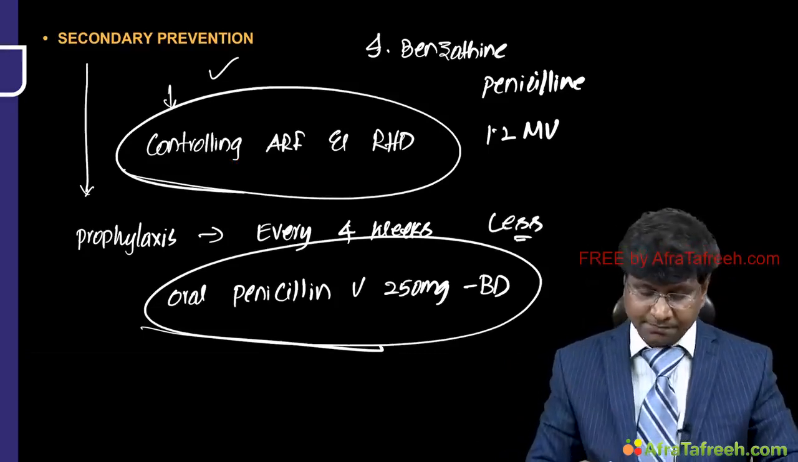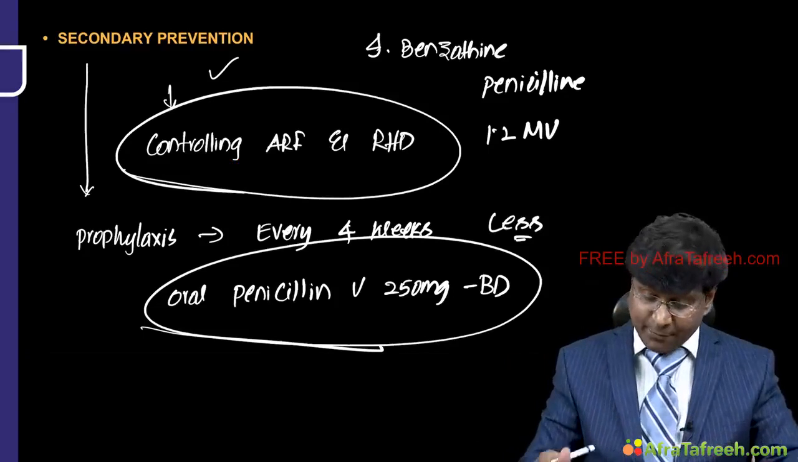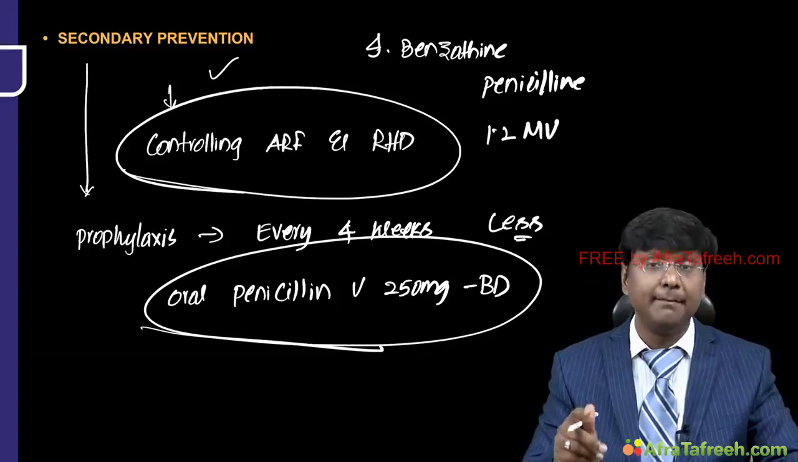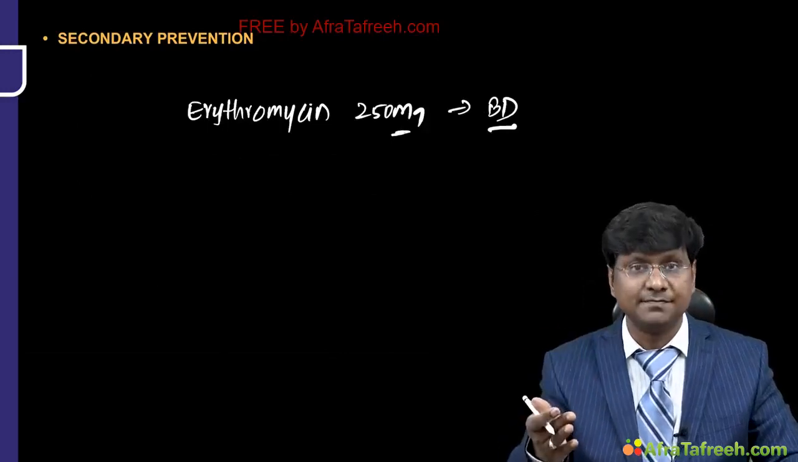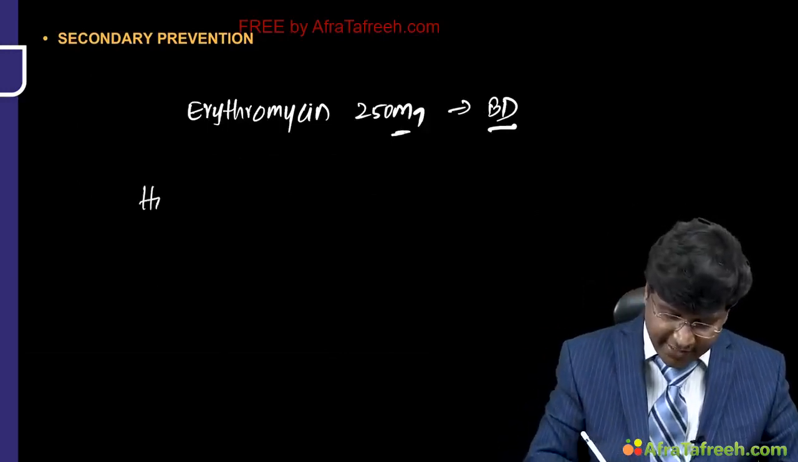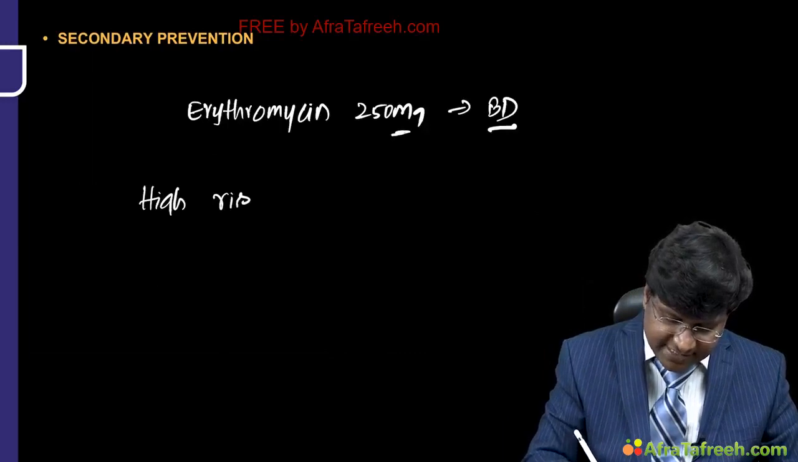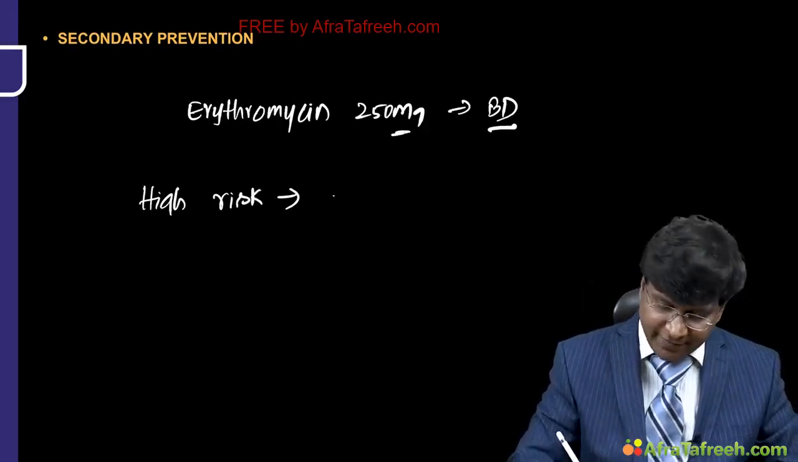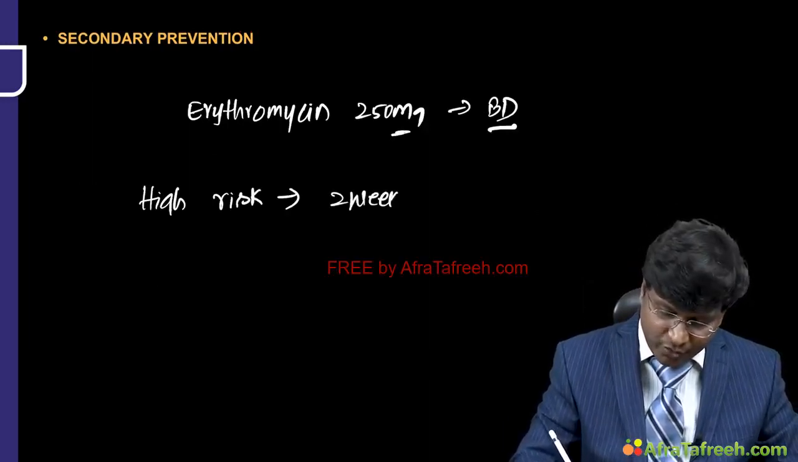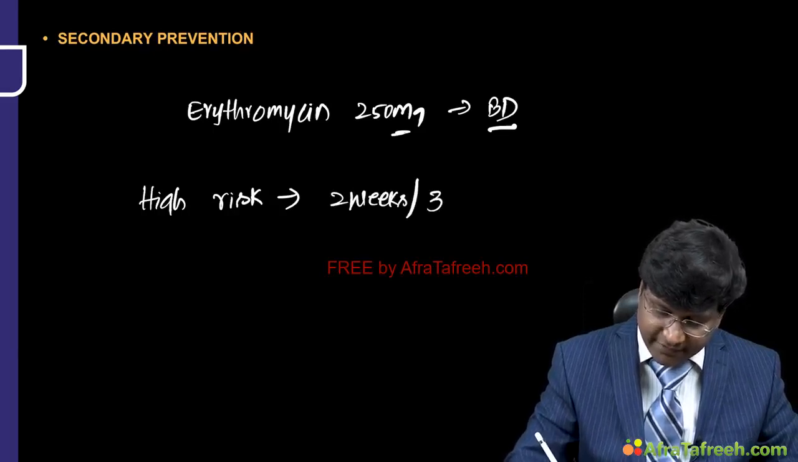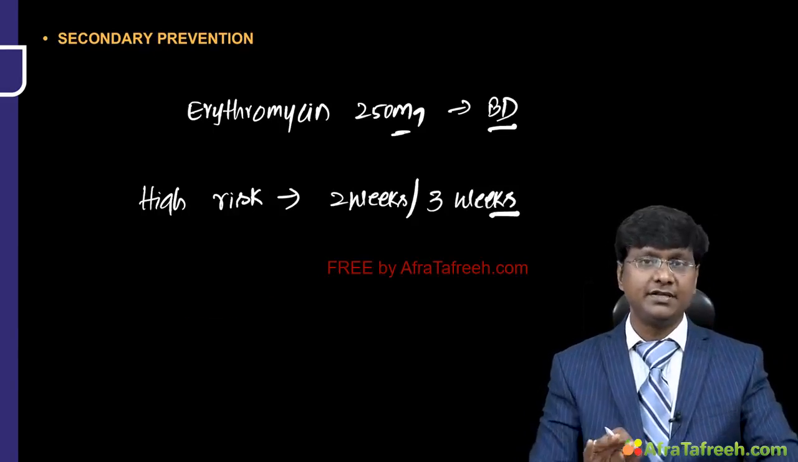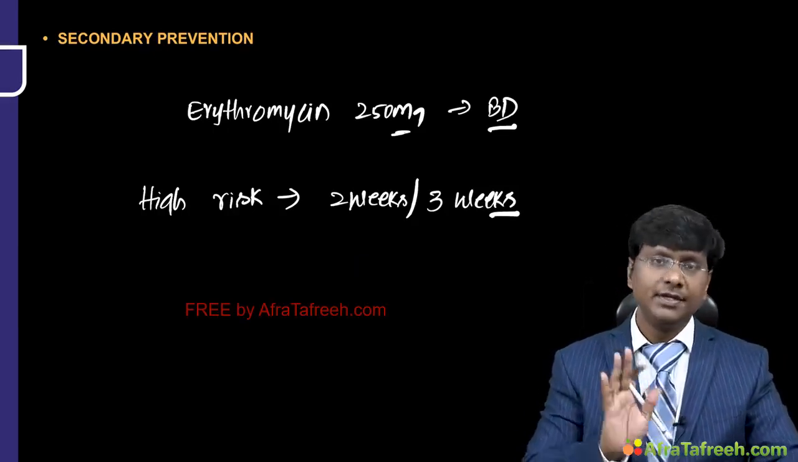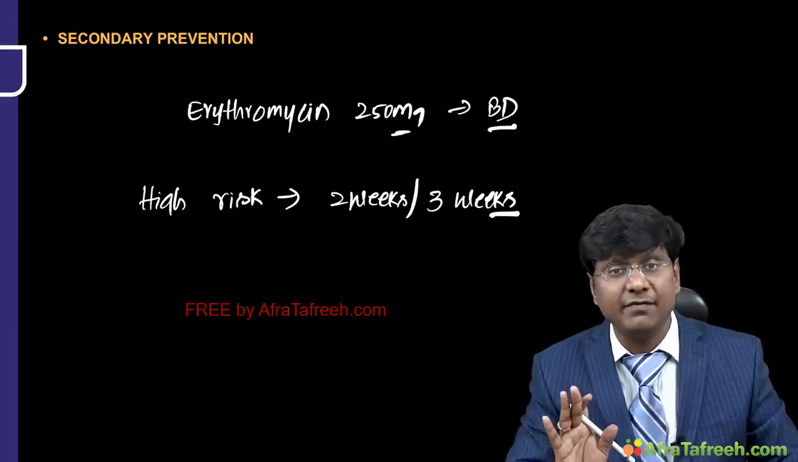Okay. Now, this prophylaxis should be given every 4 weeks. But in those individuals who are at high risk, depending upon the severity of the symptoms, the prophylaxis should be given every 2 weeks or every 3 weeks. But in low risk individuals, give the prophylaxis every 4 weeks.